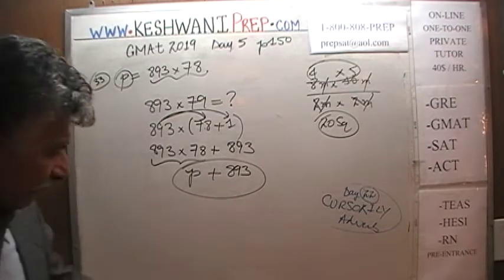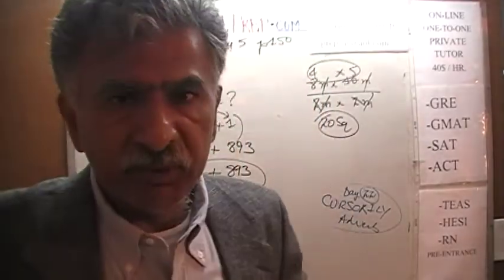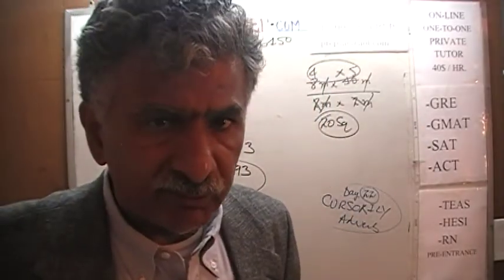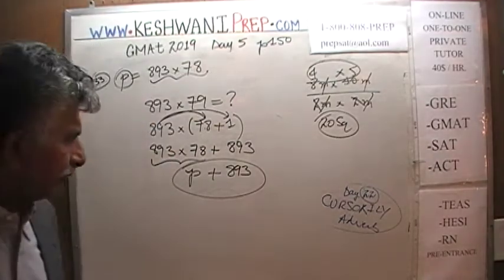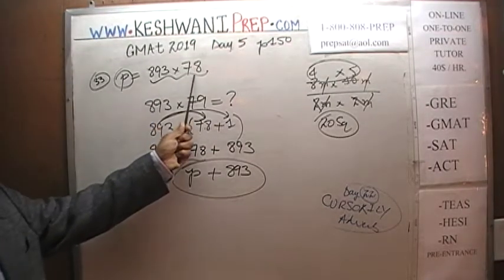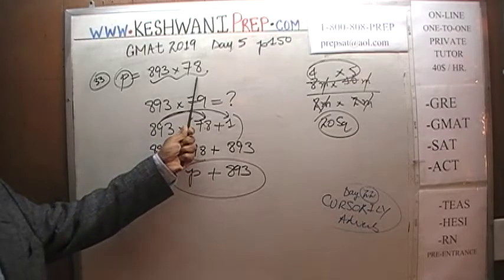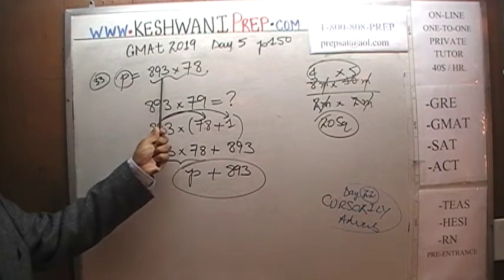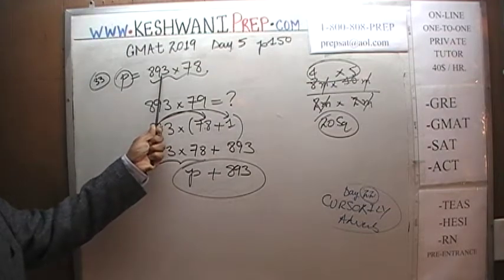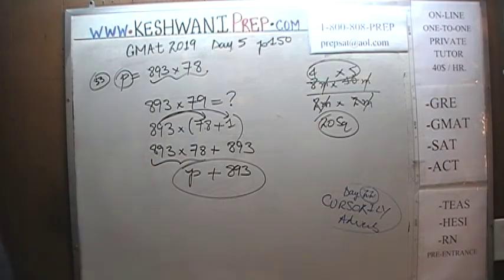It makes perfect sense if you think about it for a second. We know that 893 78s equal P. How many 78s equal P? 893 of them. Let's start the story the other way around.